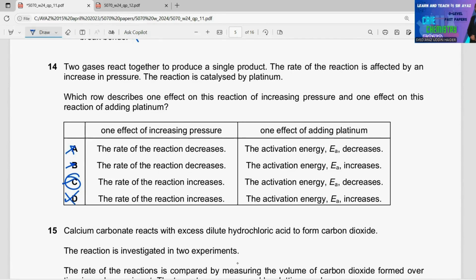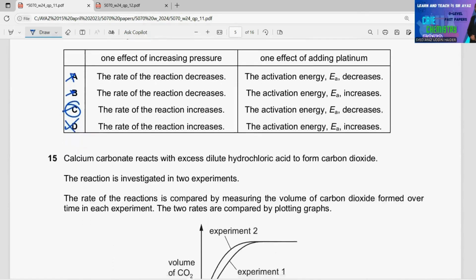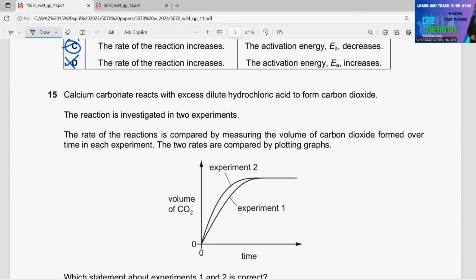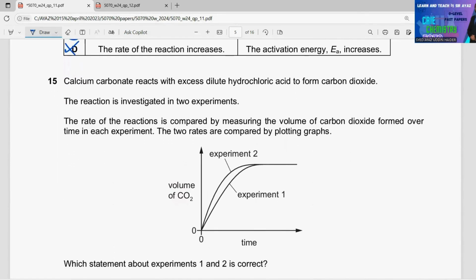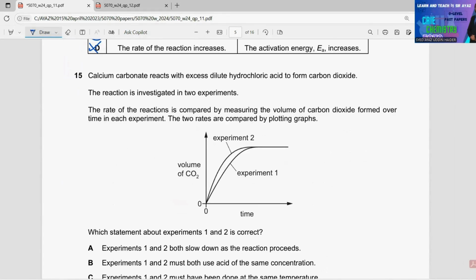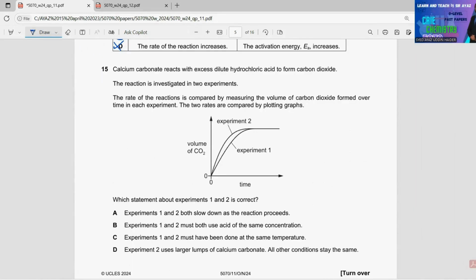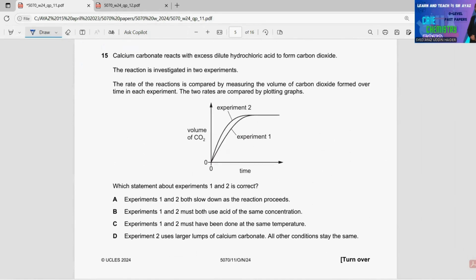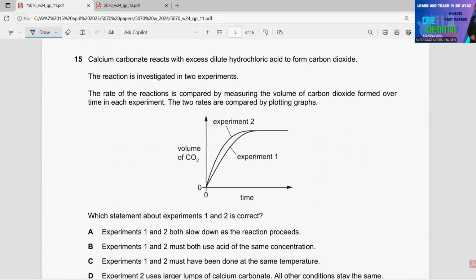Next MCQ, which is 15. Calcium carbonate reacts with excess dilute hydrochloric acid to form carbon dioxide. The reaction is investigated in two experiments. The rate of the reaction is compared by measuring the volume of carbon dioxide formed over time in each experiment. The two rates are compared by plotting graphs.